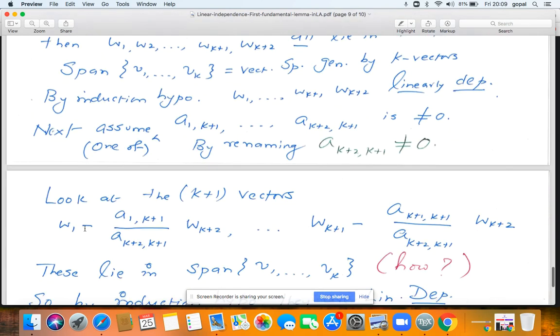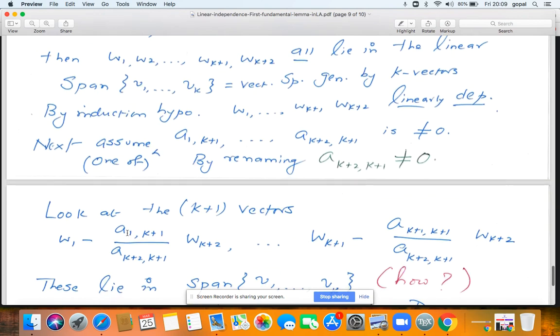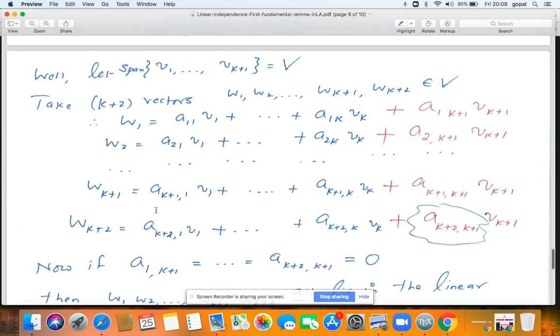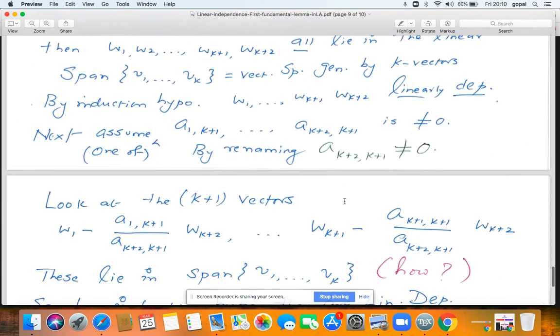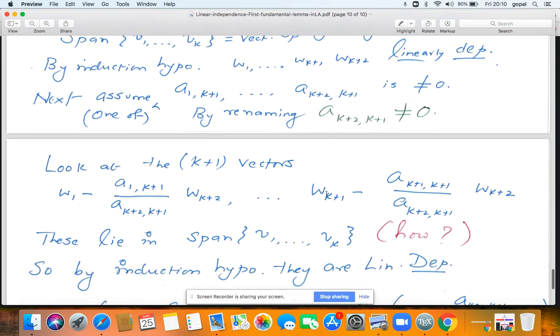So this W1 minus A1,k+1 upon A k+2,k+1 W k+2 is going to be a linear combination of only these V1, V2, ..., Vk. This red term has been killed. Similarly, do the other ones also: W2 minus A2,k+1 upon A k+2,k+1 W k+2, etc., W k+1 minus A k+1,k+1 upon A k+2,k+1 W k+2. All these things lie in the linear span of V1, V2, ..., Vk because the red terms have been killed.